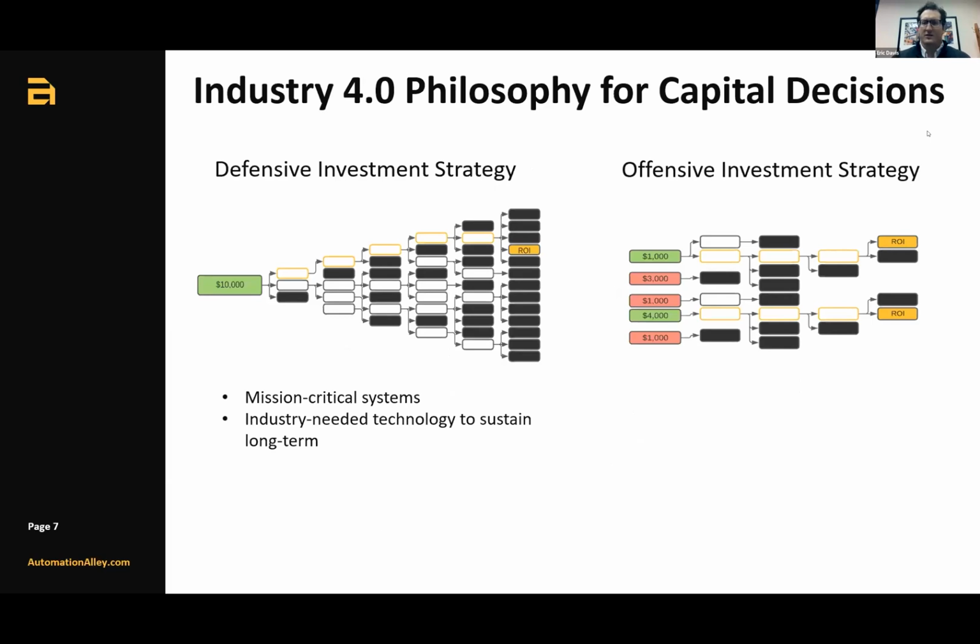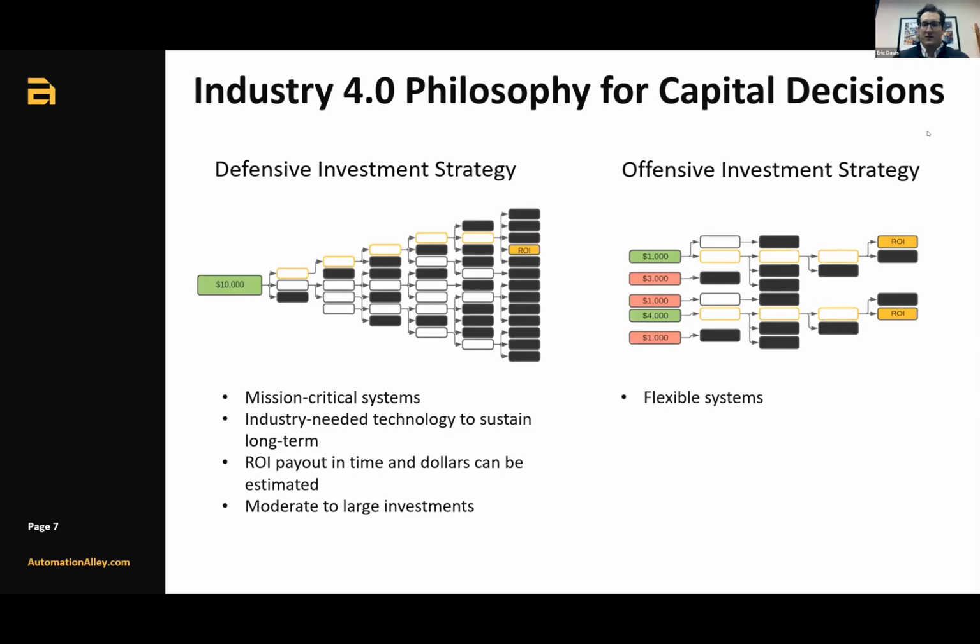And typically defensive investment strategies are for technologies to sustain in the long term. They may create a local competitive advantage, but they're definitely for something in the long term, just to keep you up with the industry standard. So again, not offensive, just kind of holding your ground and making sure you're going to last for the long term. The ROI payout in time and dollars can be estimated, like I said before, and it's moderate to large investments.